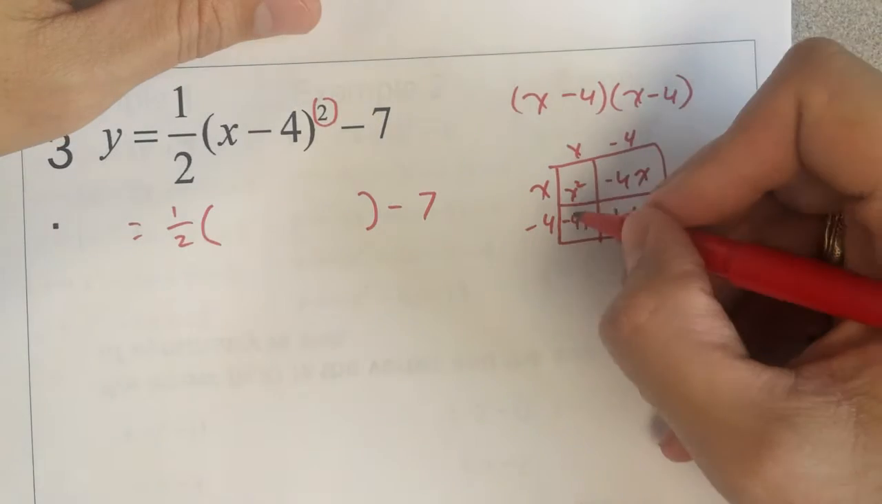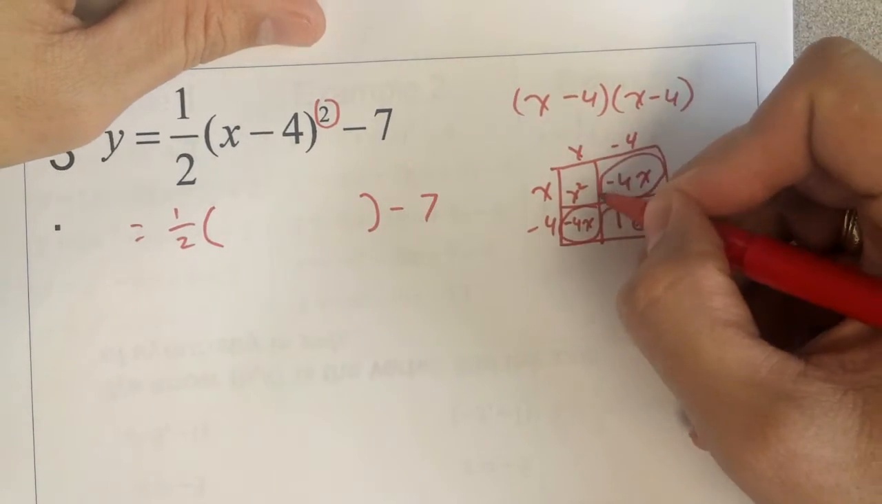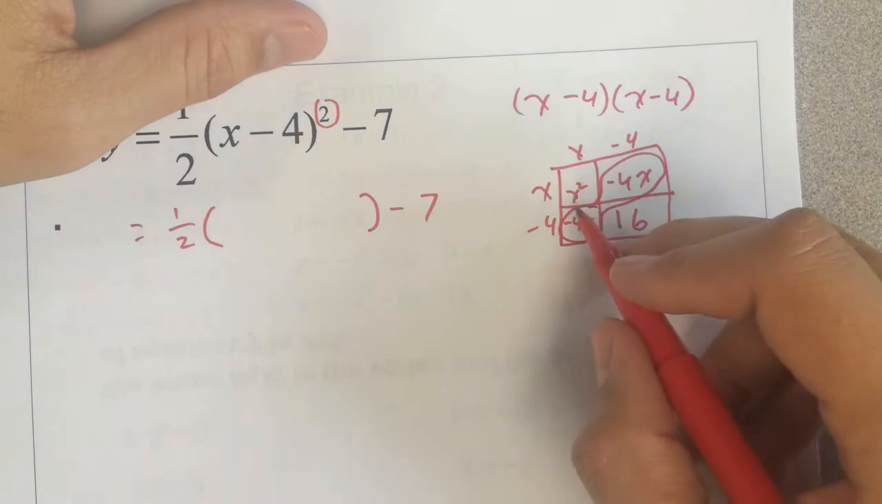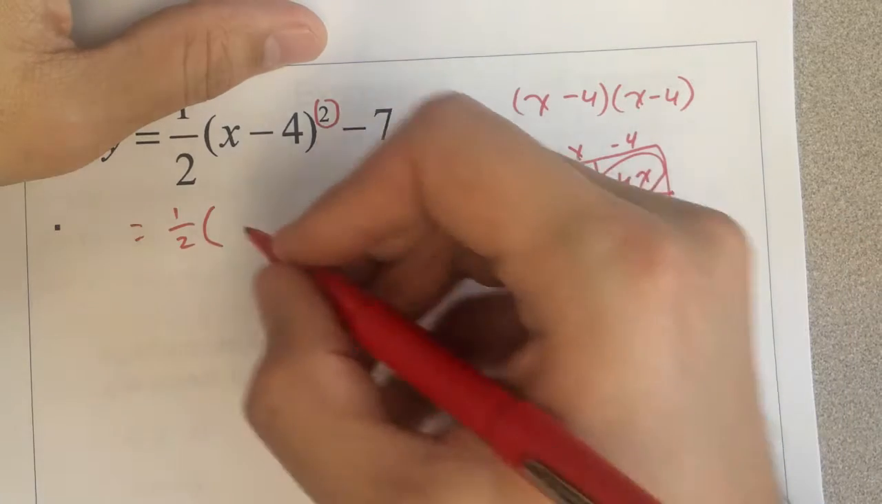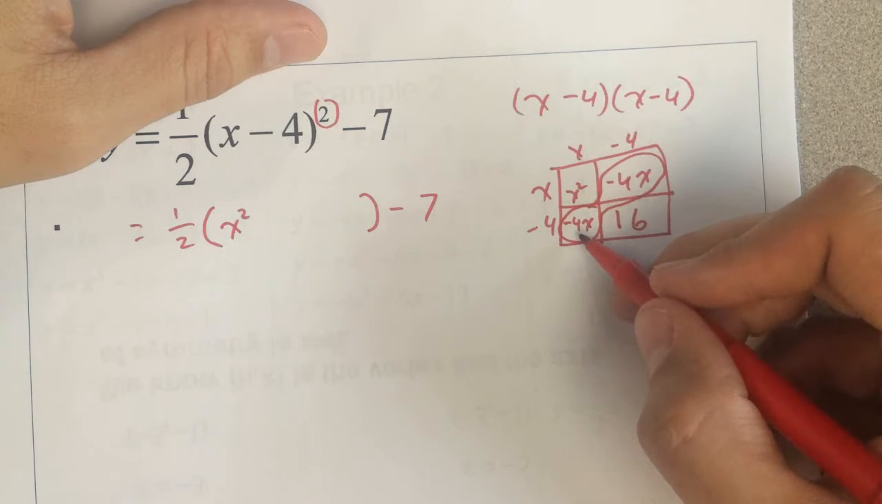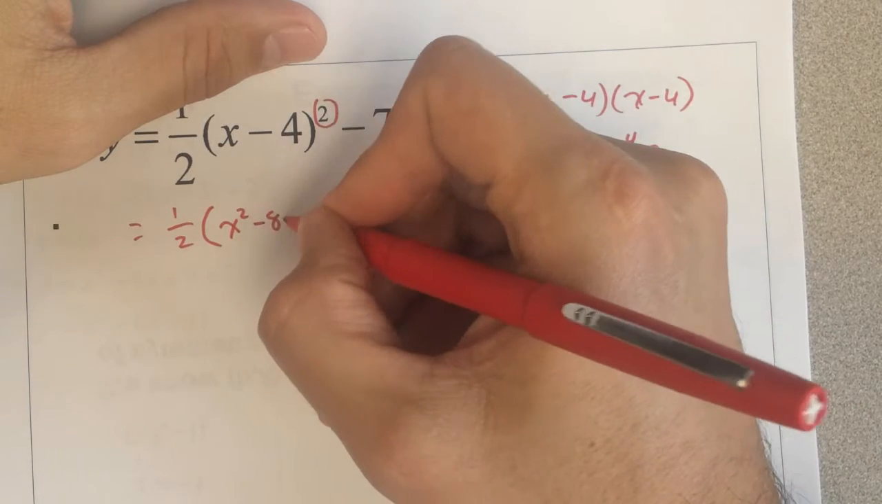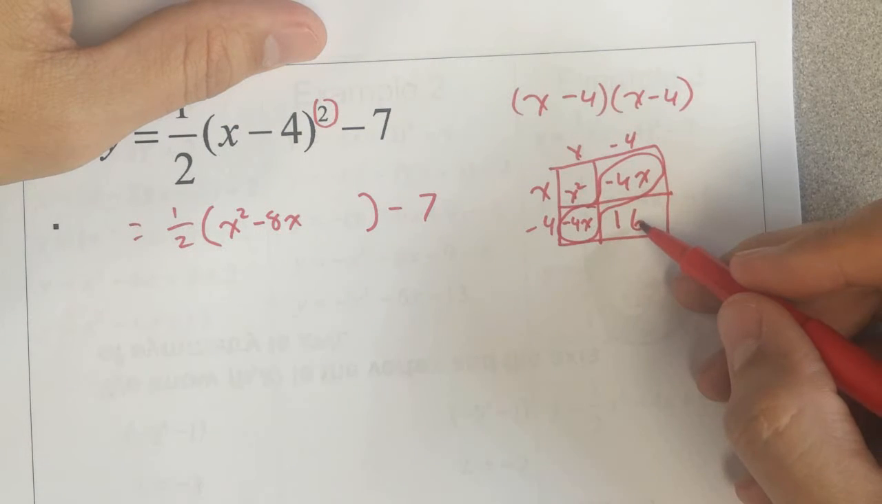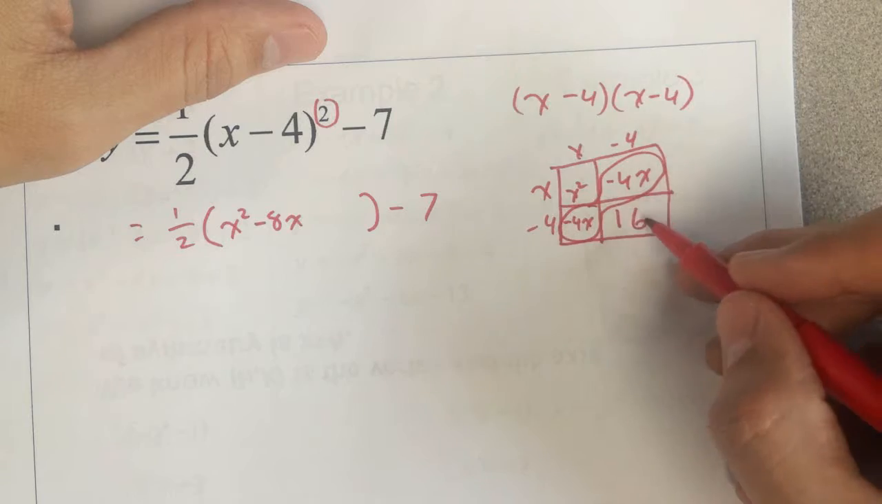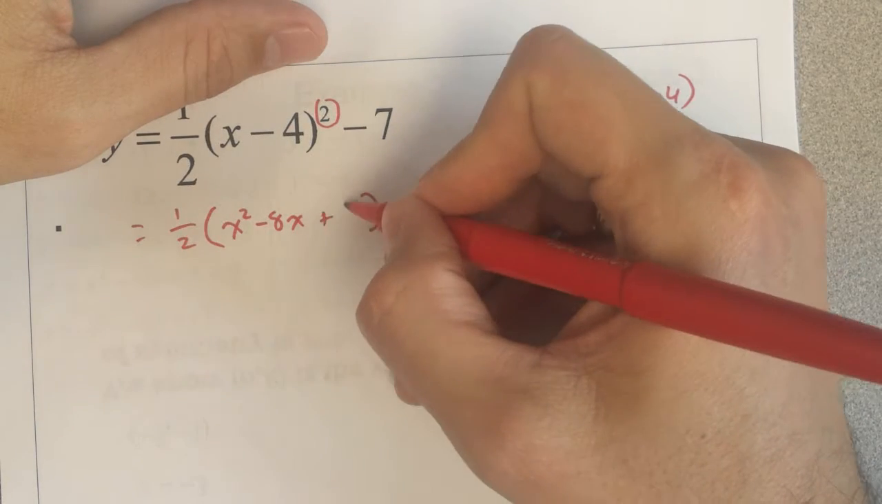Please do not forget, these are like terms. That is my little peanut. This box goes first, my x squared. Then I have -4 plus -4. That's going to be -8x. And then I have my 16. This is the only one you combine. If not, it goes in order. This one, these two, this one. Plus 16.